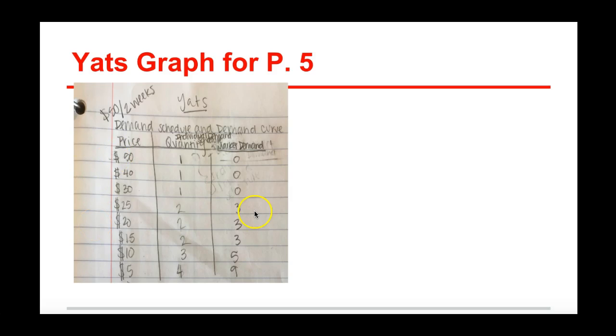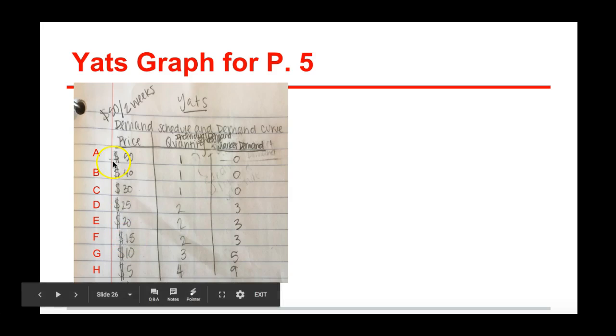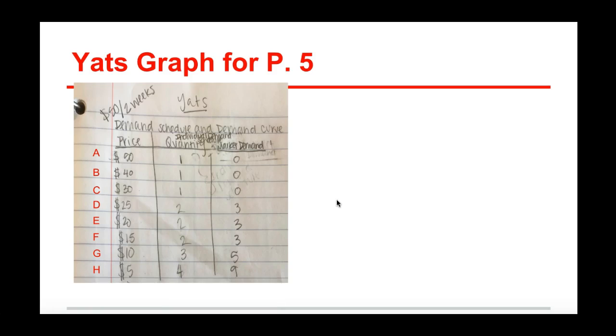I want you to go and label each of these price points A through H, just like I did here. So A for price 50, B for price 40, C, D, you get the picture. So label them A through H. The reason I want you to label A through H is that it makes it a lot easier to be able to talk about point A or point D rather than a particular price point. So that's why I want you to label.